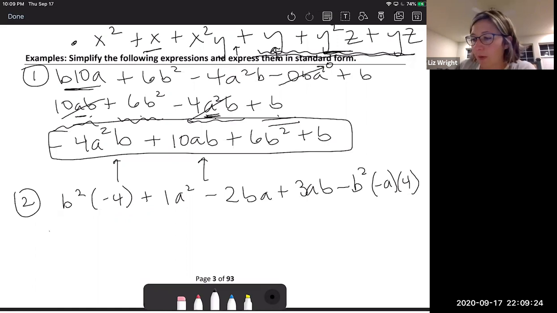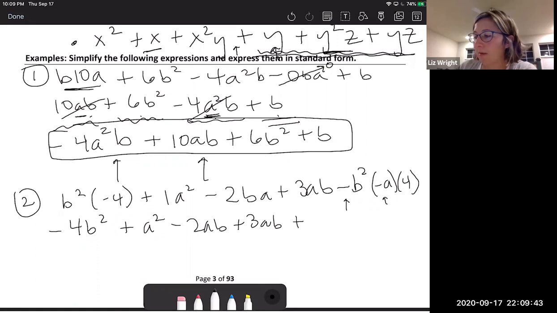So here I'm going to go through each of these terms and put them in the correct order. For this next one, I'm just going to write a squared. We don't need to write the 1 times a squared minus 2ab plus 3ab. And then we've got a negative times another negative, so it's going to be a positive 4ab squared.